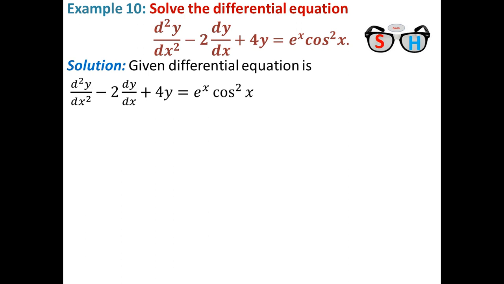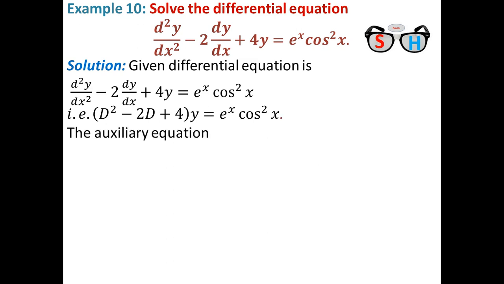And now we introduce the operator capital D. This is the same as the previous problem. The auxiliary equation will be m square minus 2m plus 4 equals 0. Just replace m by D, and therefore you get the result. Now you have to solve it.